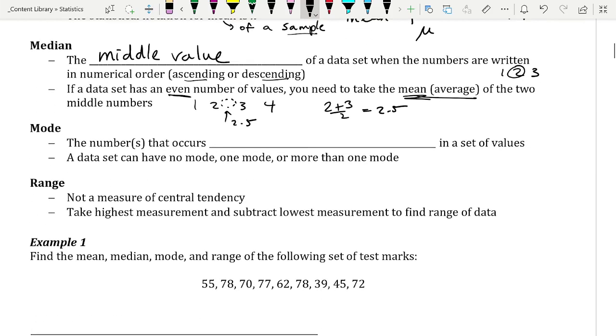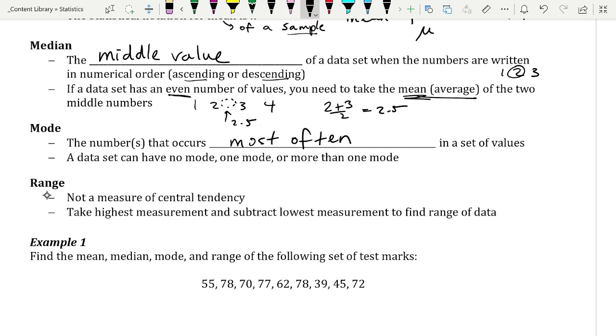Anybody remember what mode is? Mode is the number or numbers that occur most often, is exactly right. The numbers that occur the most often in a set of values. A data set can have no mode, maybe all the data points happen the same amount of times. Or maybe there's just one mode, one number that happens the most. Or there's more than one mode. You could have several modes in a set of data.